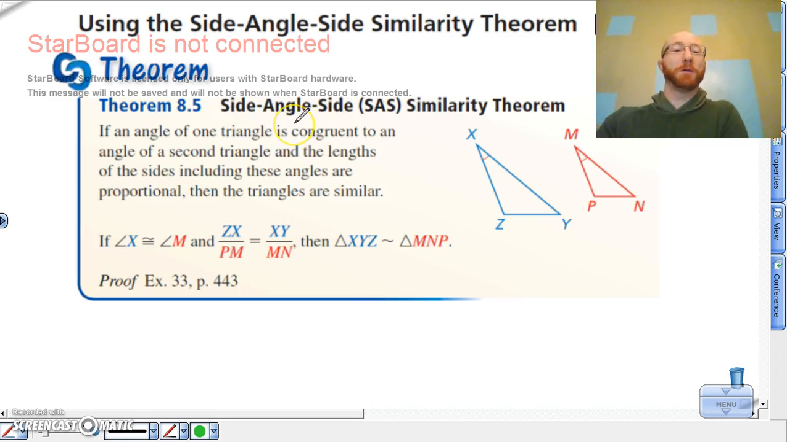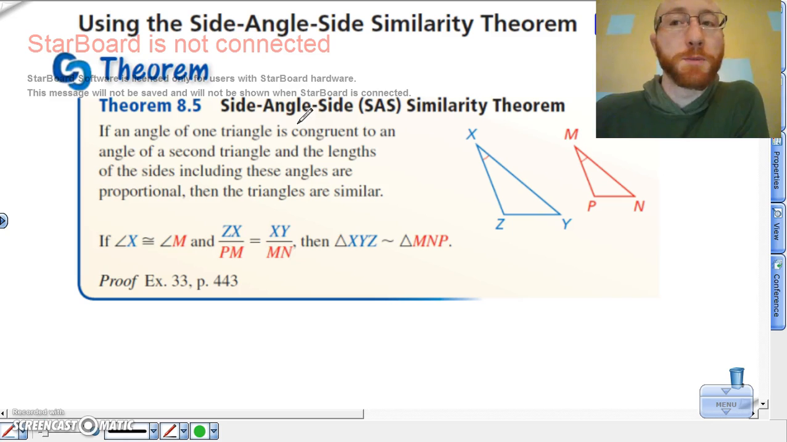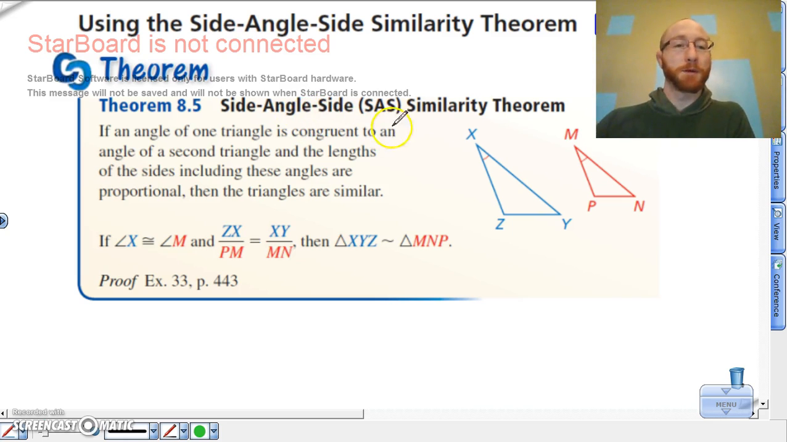So now here's our third way to show that triangles are similar. It's the side angle side similarity theorem. So this is just like we did side angle side for congruent triangles. We have to have two sides in ratio, and the included angle, in this case x and m, must be congruent. All right, that proof's going to be left up to you guys.